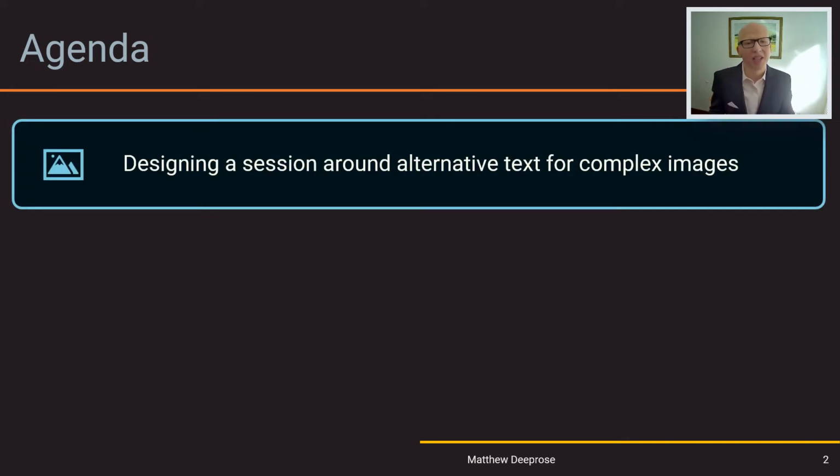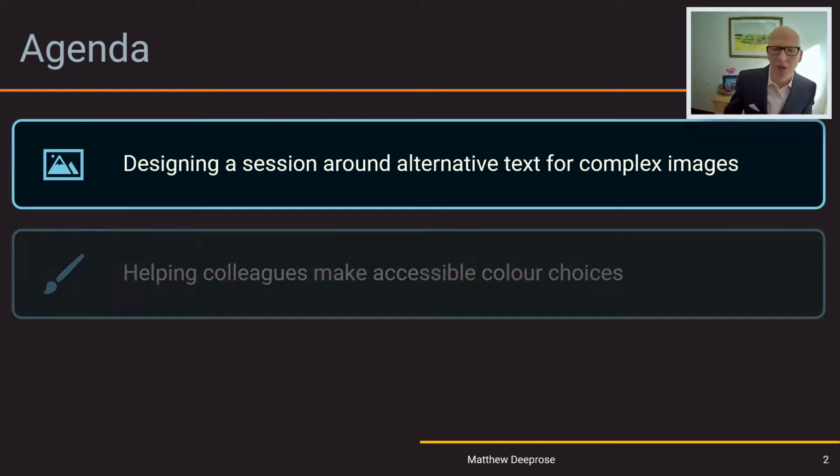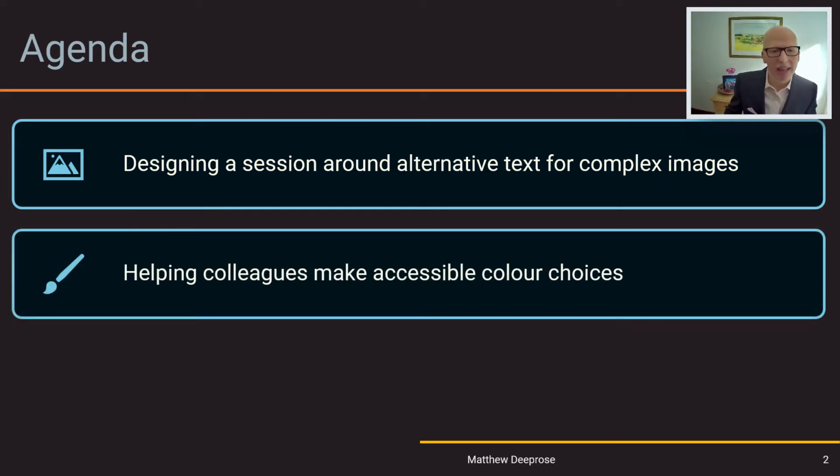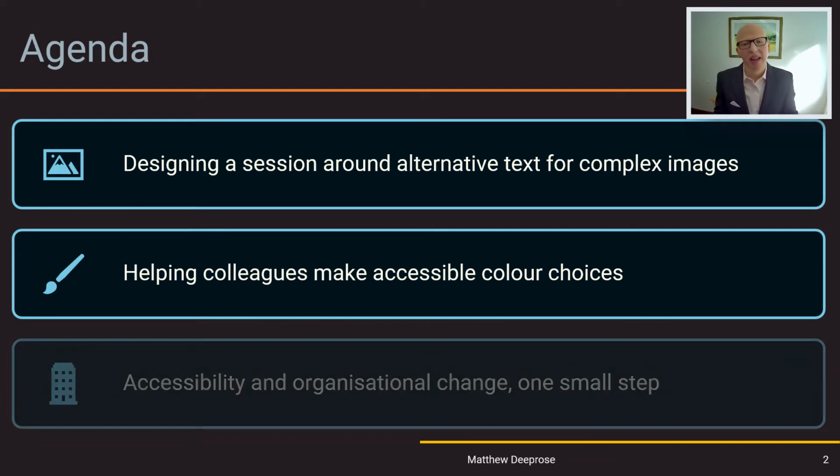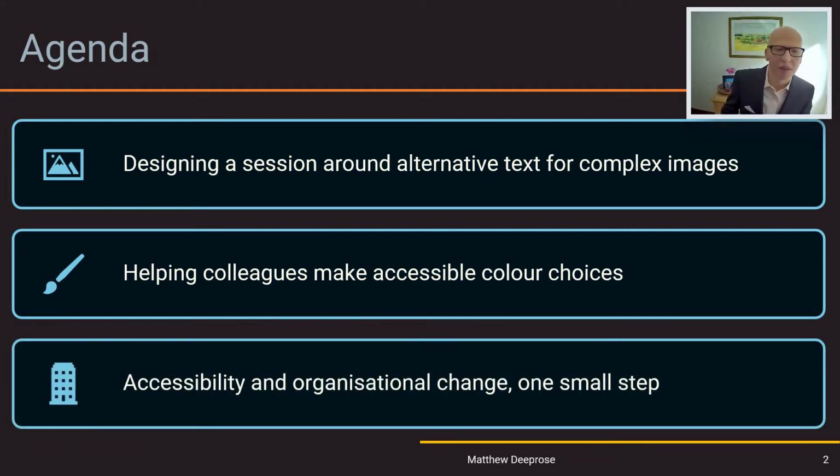In this presentation, I'm going to share how we went about designing and delivering a webinar on writing alternative text for more complex images like charts and graphs, what went well, what we still have to do, an approach to helping colleagues make accessible on-brand colour choices, and one small step forward in terms of accessibility and organisational change.